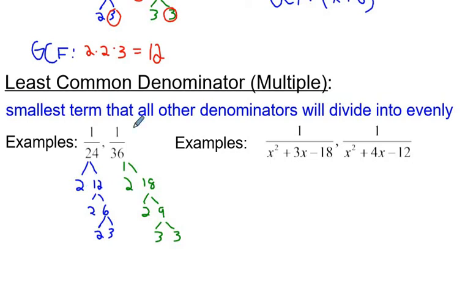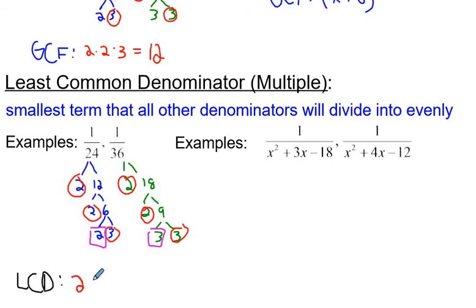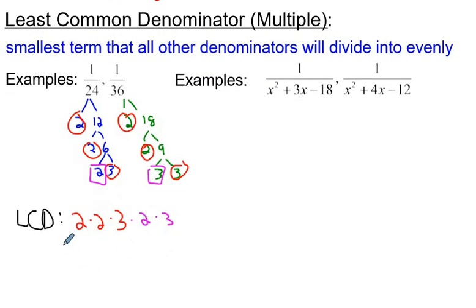What you're going to do is start with the same idea of having our common numbers, but then we also are going to multiply by the non-common numbers, and that will get us our least common denominator. So let's see how that works out. Our LCD is going to be the common numbers that are shared, 2 times 2 times 3, but then also the uncommon numbers, 2 times 3, and that product will give us the least common denominator.